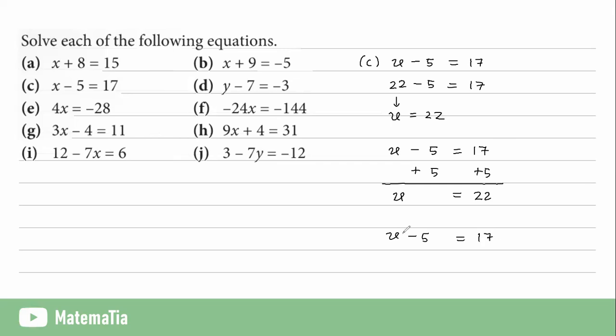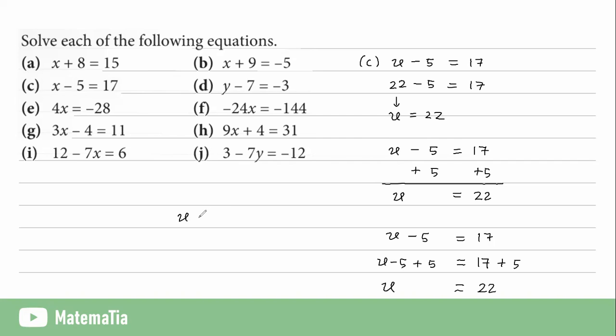And then the third way, we may use this way. Our goal is to find x, that's why we have to get rid of negative 5 here. So we have to add both sides by positive 5. So x minus 5, it's okay if we write the original equation first and then add 5 on both sides like this. So negative 5 plus 5 is equal to 0. So it's okay if we only write x here and then we add these numbers. 17 plus 5 is equal to 22. That's the third method.